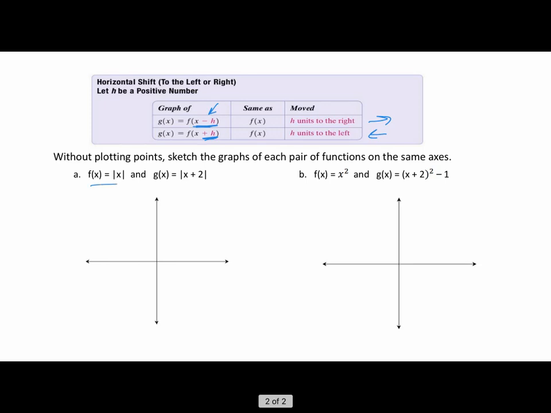So without plotting actual points, we're going to sketch these graphs. Our basic function for a is the absolute value, which looks like a V. And our shifting here inside that absolute value, there's a plus 2. So this is going to affect x, and it's going to do the opposite. We're going to go left 2 units. So instead of 0, 0, we're going to start at negative 2, 0. But we're going to have the exact same shape.